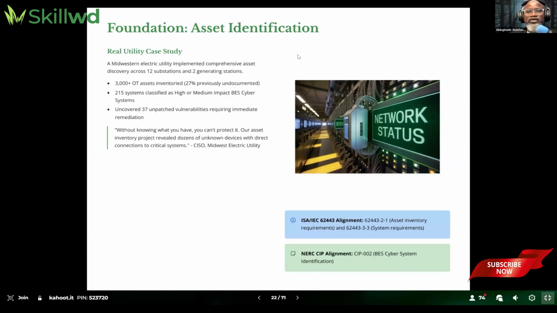Risk to what? The same thing in OT, we need to understand what the assets are. A real life case study here was Midwestern Electric Utility. They implemented a comprehensive asset discovery across 12 substations and 2 generation stations. So they identified 3,000 plus OT assets inventoried, 27% of them previously undocumented. They had 215 systems classified as high or medium, which impact their bulk electric system. They have uncovered 37 unpatched vulnerabilities.